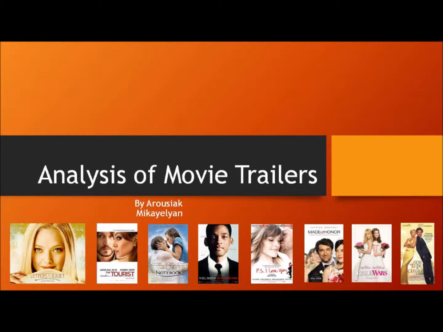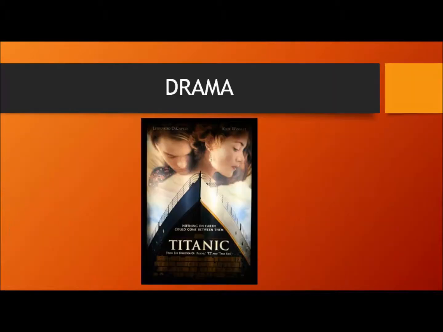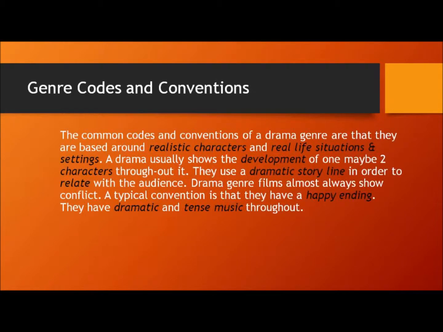The film Titanic in the drama category is a pure example of how the codes and conventions are used. These are the analysis of movie trailers. The first we look at is drama, and the film I have chosen is Titanic. The common codes and conventions of a drama genre are that they are based around realistic characters and real-life situations and settings. A drama usually shows the development of one, maybe two characters throughout it.